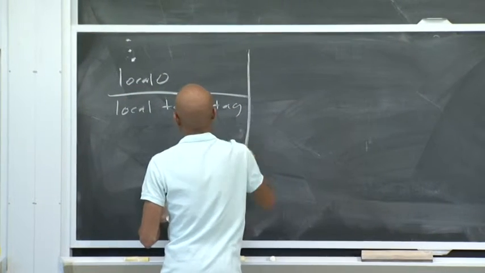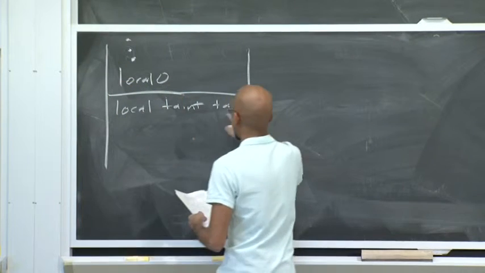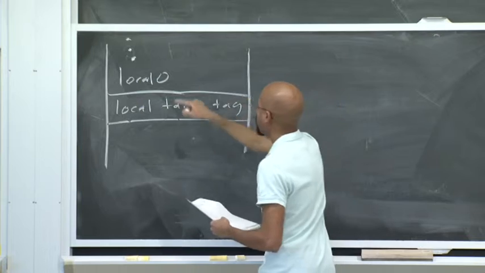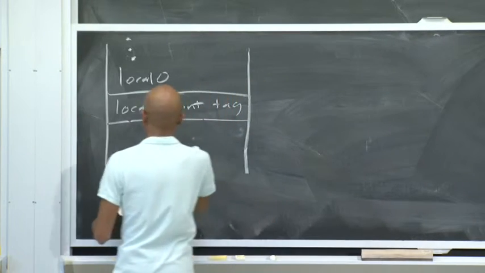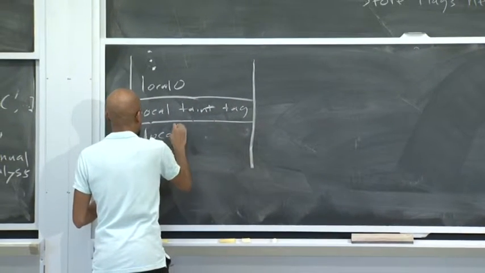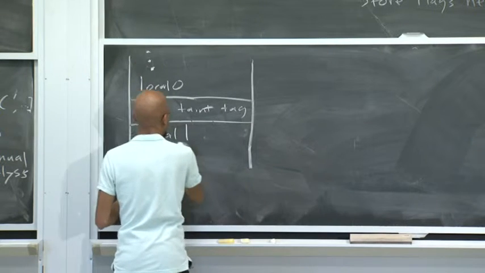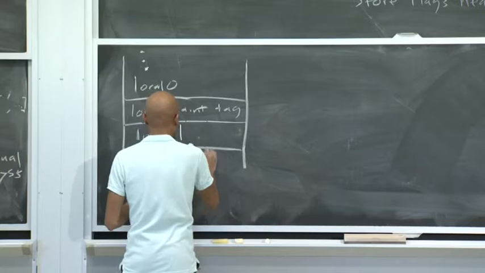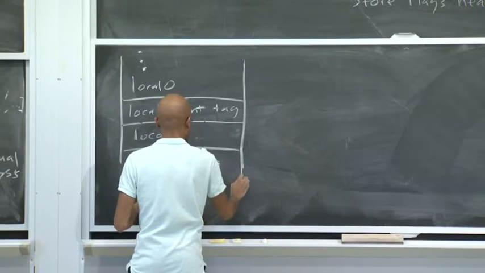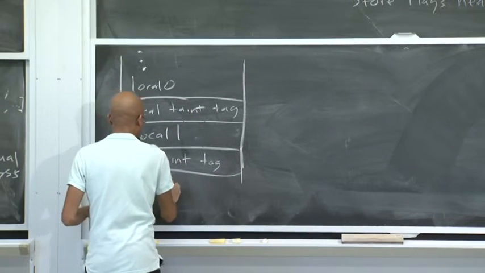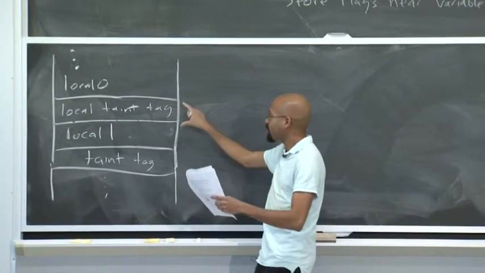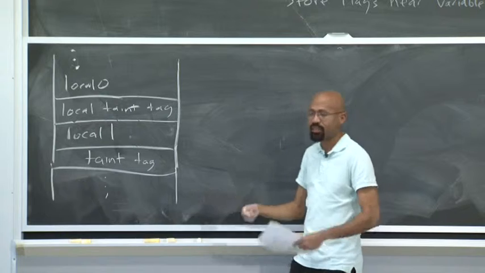And then what TaintDroid will do is it will store the taint tag for that variable right next to where that local variable is in memory. And so similarly, if you had another local variable here, then you would see its taint tag right down here, so on and so forth. Right? Pretty straightforward. So hopefully, you can get these things in the same cache line. That's going to make the access very cheap.